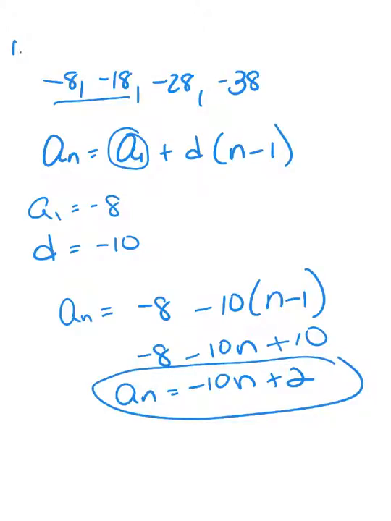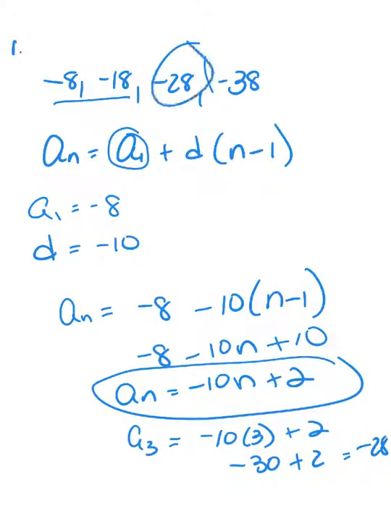Now let's see if it's true. If I want to find the third term, I put 3's in here and a 3 in here, right? And that's negative 30 plus 2, which is negative 28. I go up here to the third term, and it checks out. So that is the answer to number 1.